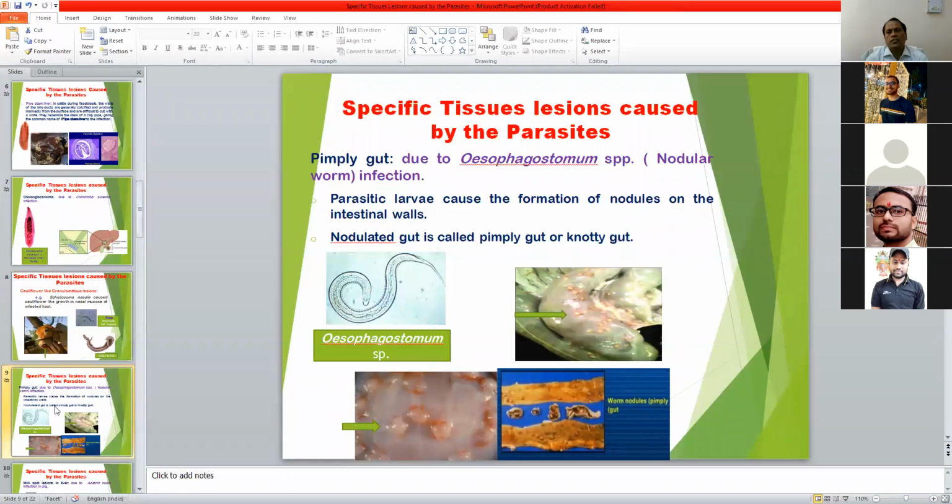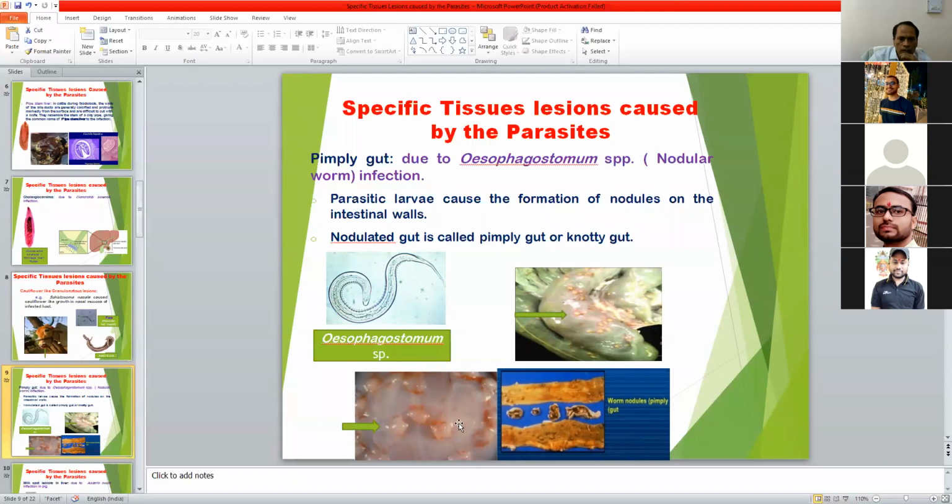Then next, tissue lesions caused by nematodes, that is pimply gut, caused by Oesophagostomum species, which is called nodular worm because it forms nodules in the intestine. The infected intestine is a nodulated gut, and a nodulated intestine is known as pimply gut or knotty gut.